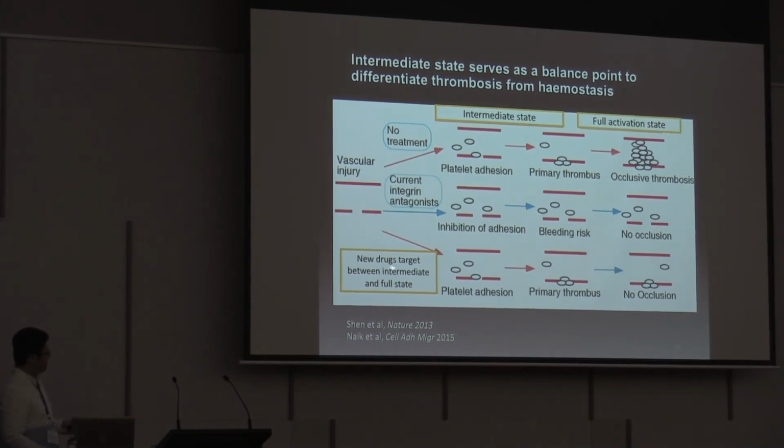What we believe is that this new intermediate state versus the full state can show us a new balance point, where we can target the intermediate state without targeting the full state. Then we can reduce or mitigate the bleeding side effects of integrin antithrombotics.